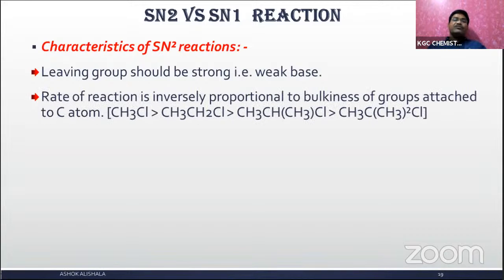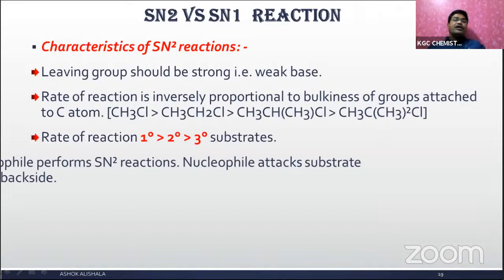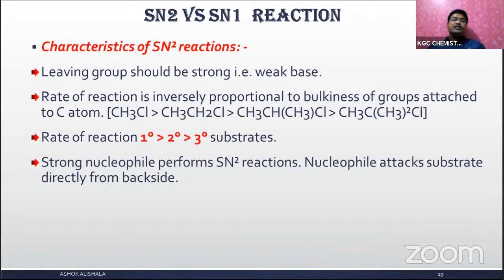Rate of the reaction is inversely proportional to the bulkiness of the group attached to the carbon atom. That is, methyl chloride, ethyl chloride, isopropyl chloride, tertiary butyl chloride. That means in the case of an SN2 reaction, that is another way, the rate of reactivity of primary alkyl halides is greater than secondary, which is greater than tertiary. Rate of reaction: 1 degree greater than 2 degree greater than 3 degree.